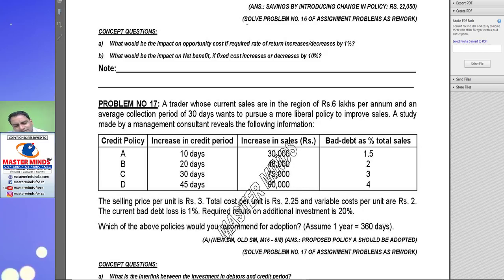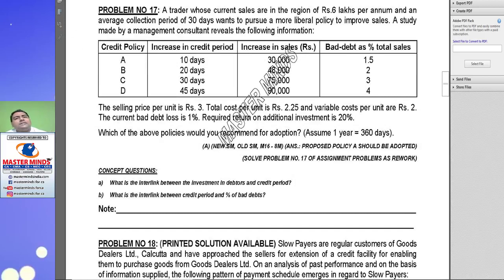The difference is that up to now we have studied the present policy versus one policy, and the present policy versus two policies. In problem number 15 you studied the credit policy along with option 1 and option 2. Now you are studying 4 policies A, B, C, D. You have to decide whether to continue the existing credit policy or go for any of these 4 policies, that means which is the best plan.